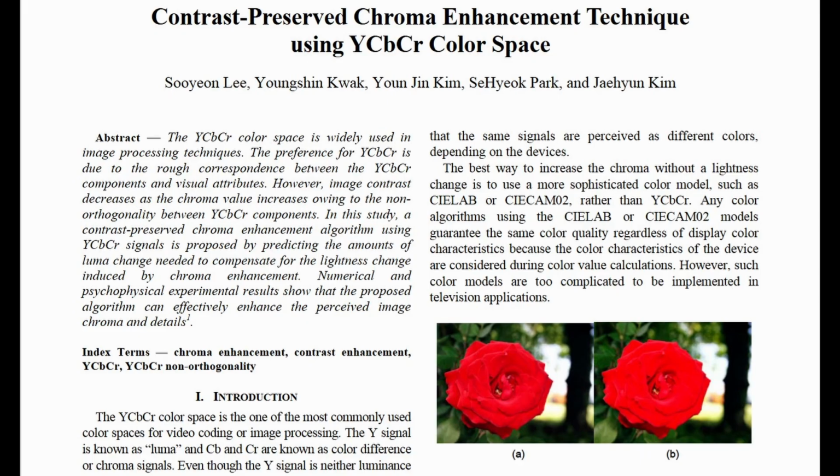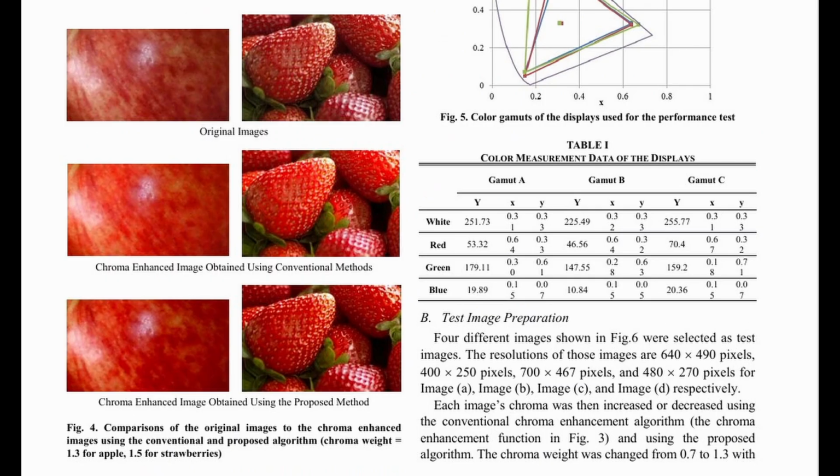This is the second paper I have referenced. The study uses the YCbCr color model to enhance image contrast effectively while preserving color details. In the result shown, the original images like strawberries and apples were processed to enhance chroma. Using YCbCr allowed the researchers to adjust the chroma components, that means Cb and Cr, without affecting luminance, resulting in vibrant yet natural looking colors.